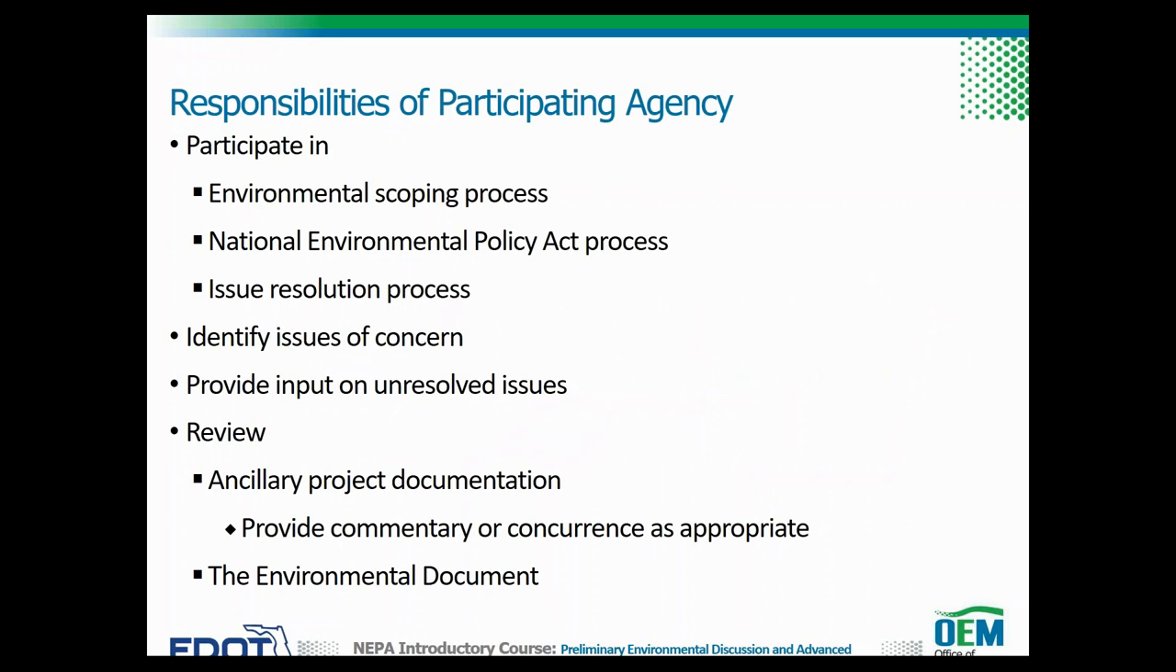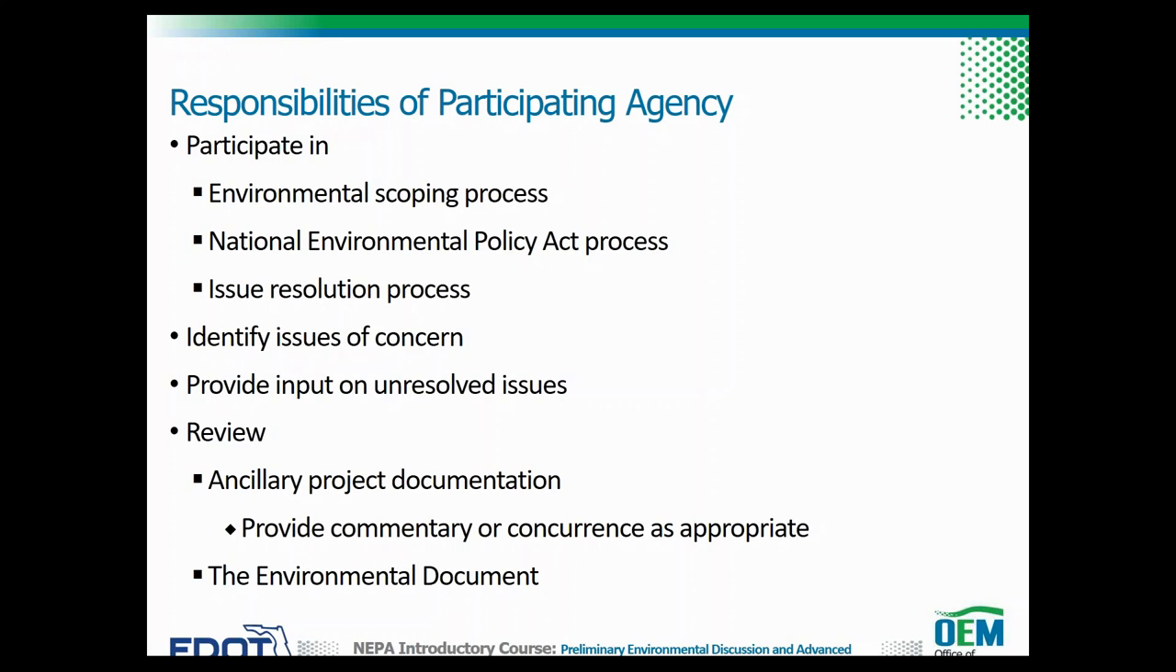What is the role of the participating agency? They participate in the environmental scoping process and the NEPA process. They should participate at the earliest possible time, especially with regard to the development of purpose and need, range of alternatives, methodologies, and the level of detail for the analysis of alternatives. They may also participate in the issue resolution process if necessary.